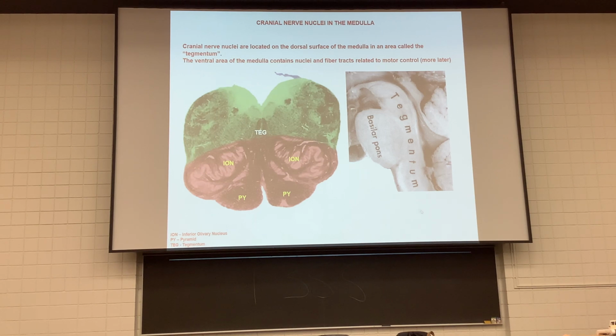And here we can see in this sagittal view, this tegmental area basically extends all the way from the medulla, through the pons, up to the midbrain. And what happens when we get to the basilar pons, it's like somebody took this big ball of cells and just kind of smushed it up against the tegmentum. But again, we're going to come back to that probably next time.